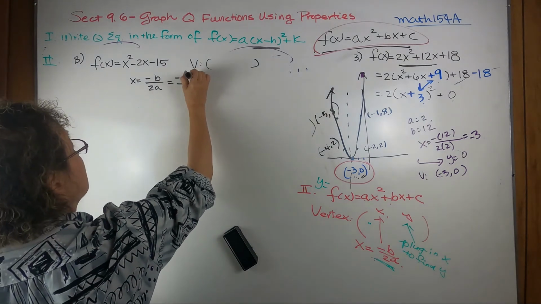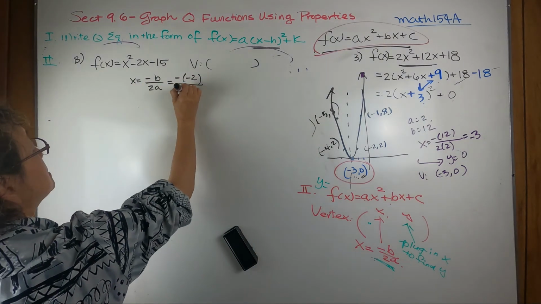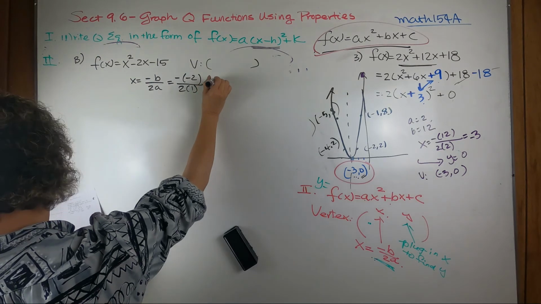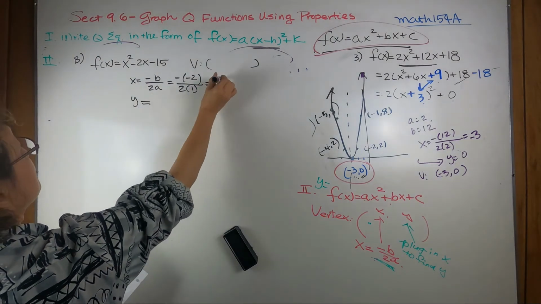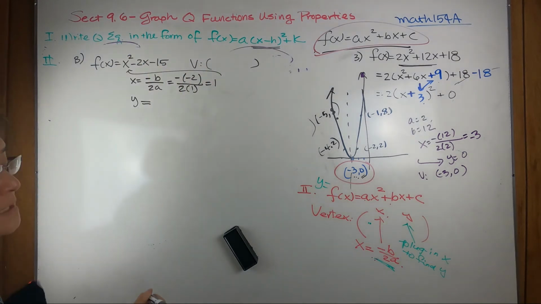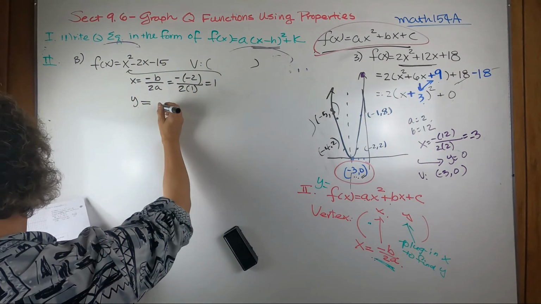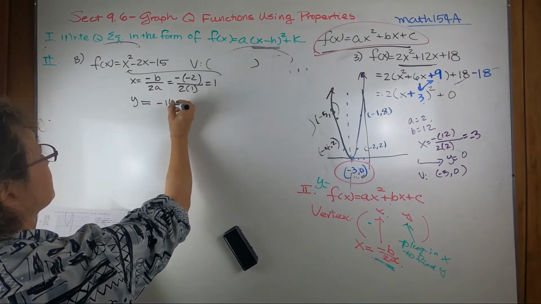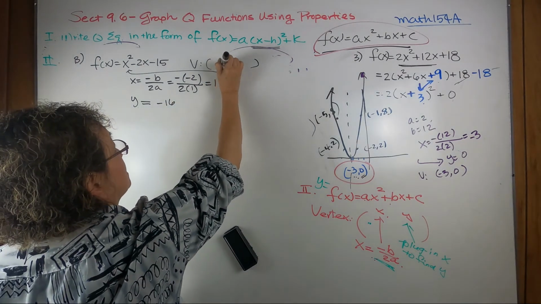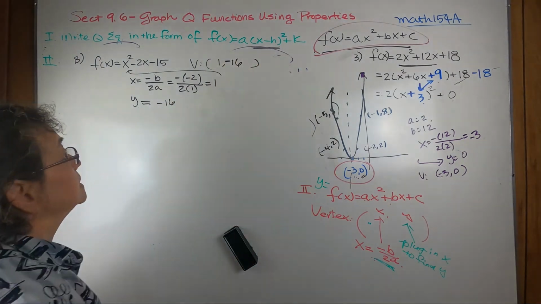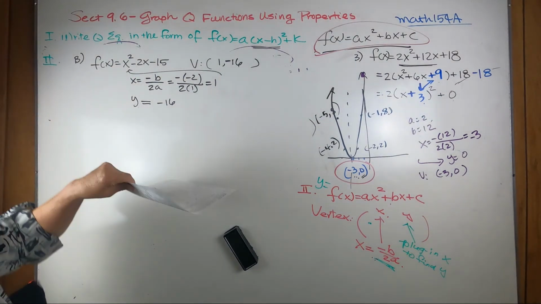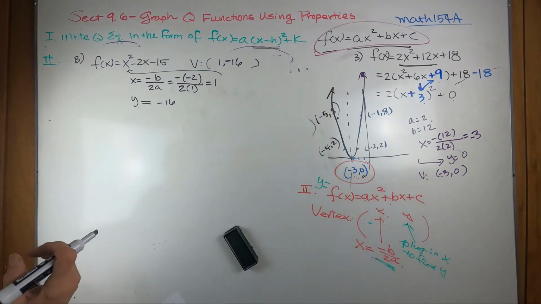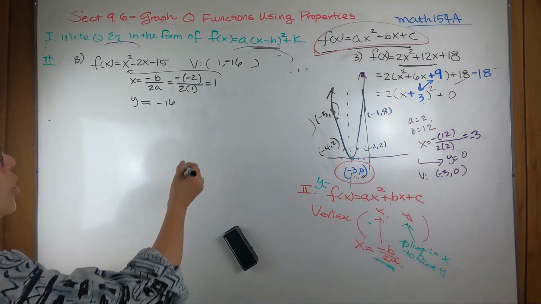So negative 2, a is 1, right? So that would be 1. Then what's your y? Then you plug in, right? 1 minus 2 minus 15, so minus 16. So your vertex would be negative 1, negative 16. So this one opens up. Okay? So it opens up.